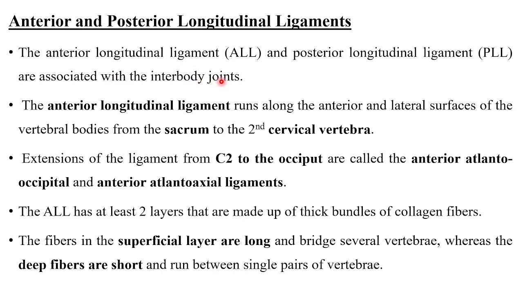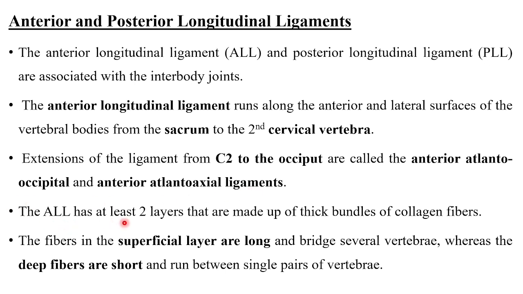That means they are attached between two vertebral bodies. The anterior longitudinal ligament runs along the anterior and lateral surface of the vertebral bodies from the sacrum to the second cervical vertebra. From the second vertebra to the occiput, it is continued as the anterior atlanto-occipital and the anterior atlanto-axial ligaments. That means the extension of the anterior longitudinal ligament above C2 is known as the anterior atlanto-occipital and anterior atlanto-axial ligaments.